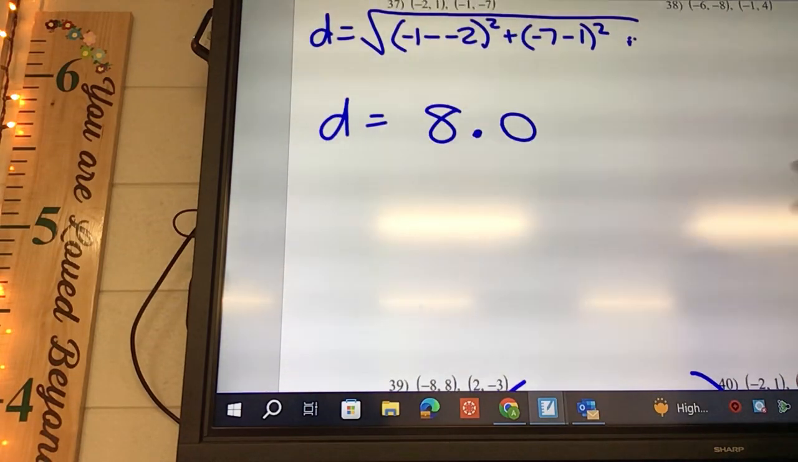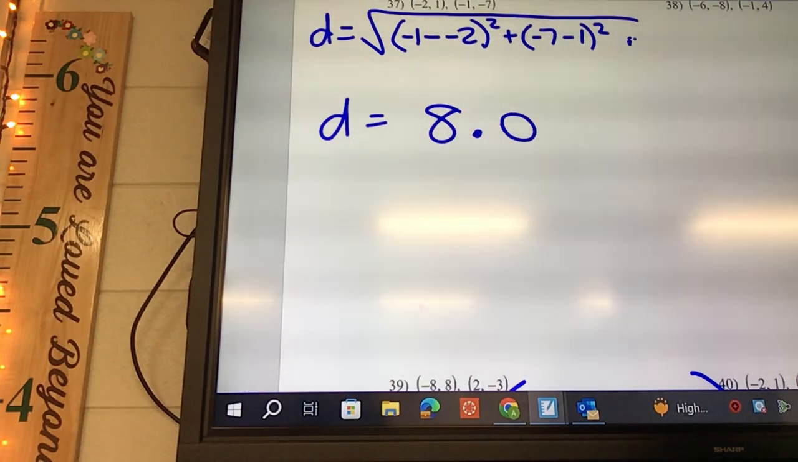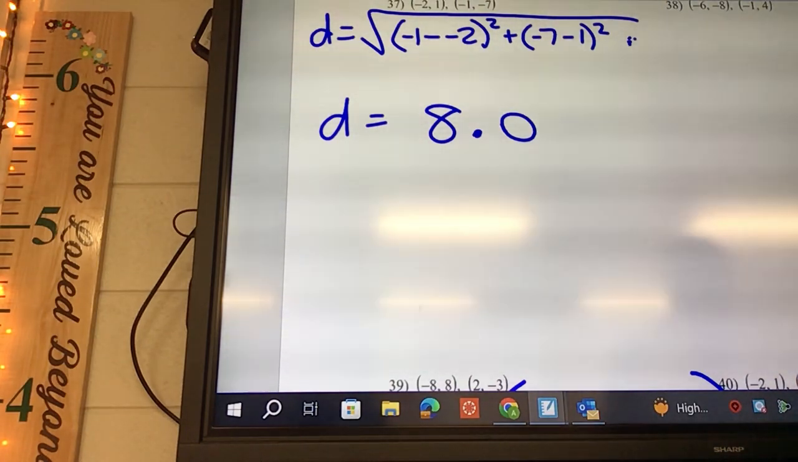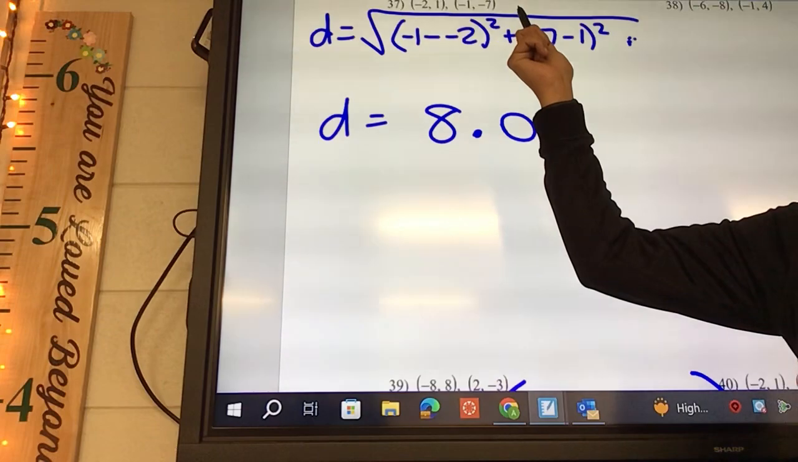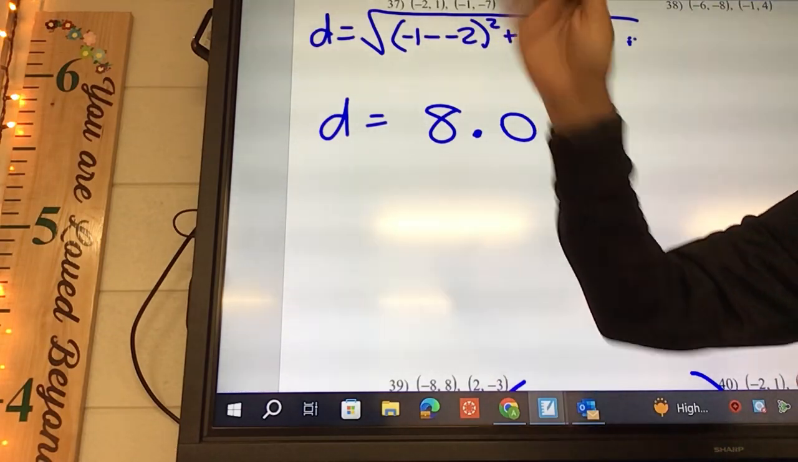So if you did not get 8.0, you need to re-look at your calculator and see what you typed in. If you're not sure, please let me know so we can correct it today. Chances are you forgot a negative or you forgot the squared, if I was betting on it.